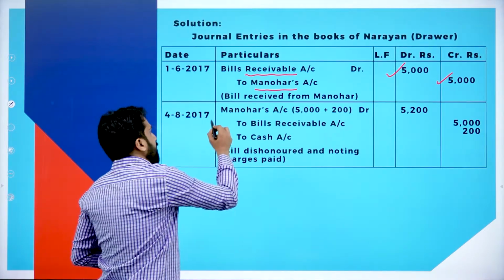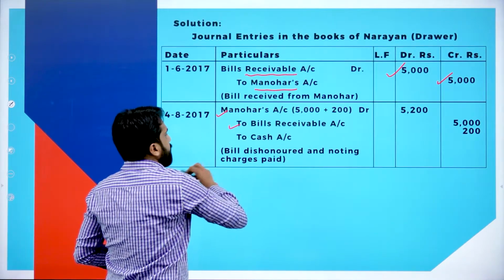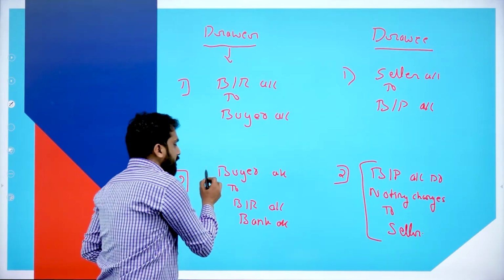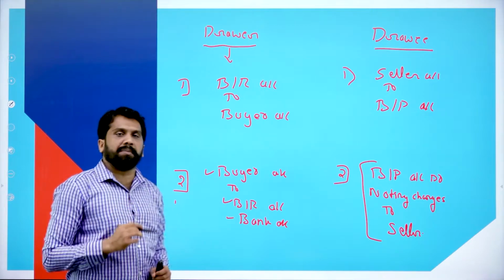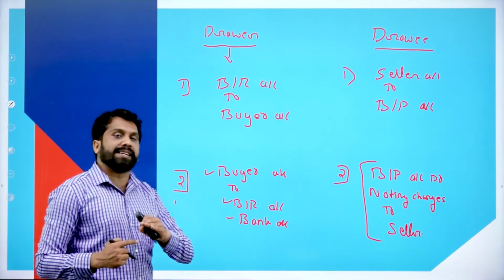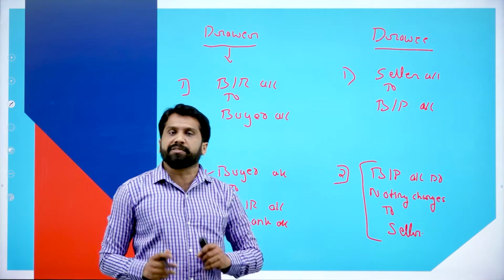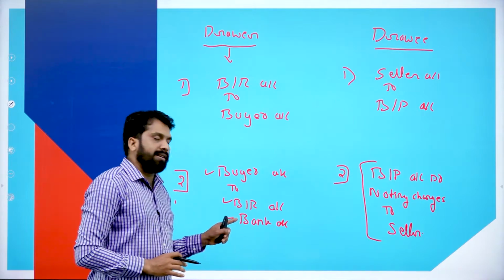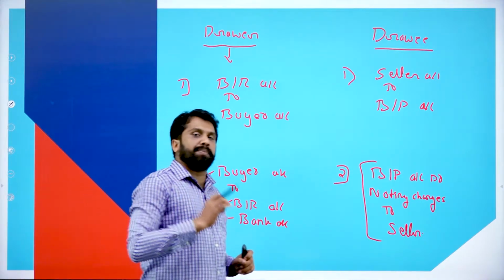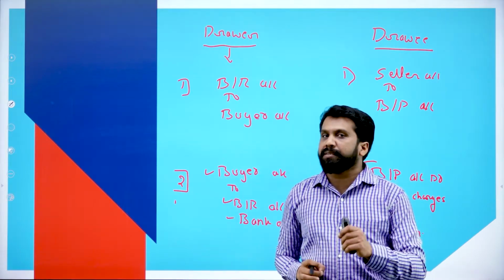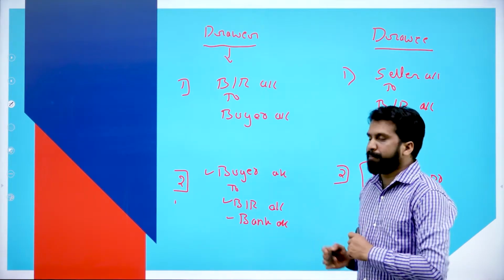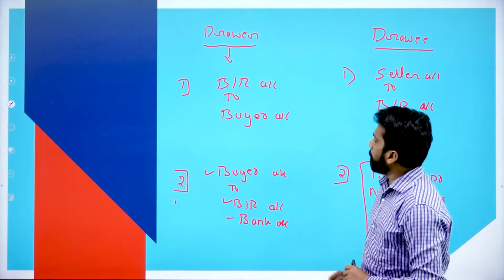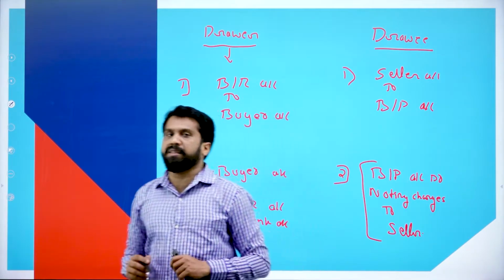Now, Manohar account debit to bills receivable and cash. I'll go back to your format. Buyer account debit to bills receivable, bank. Remember, while doing a journal entry, you can take cash also, you can take bank also. Both are one and the same. For the safer side, always go with bank. Why? Because in companies, they always go with cheque. So that's why we call it bank. Normally, cash transactions are very few in companies.